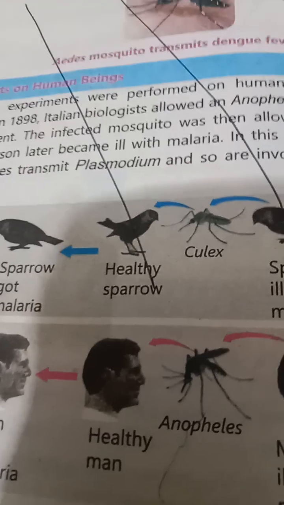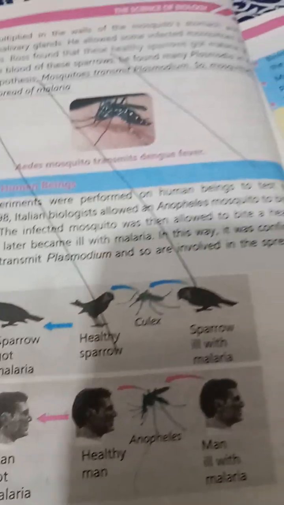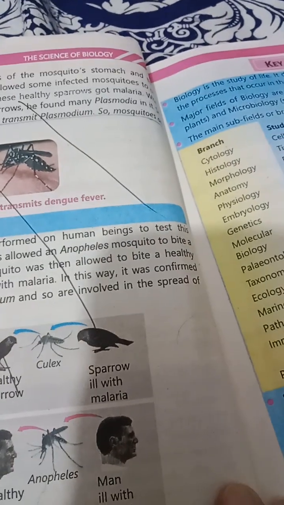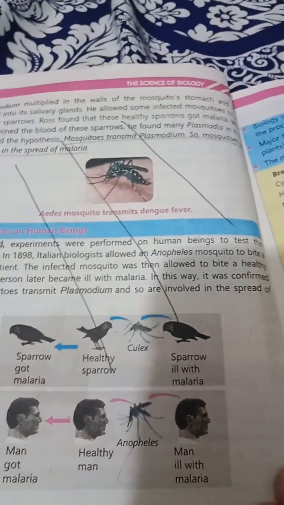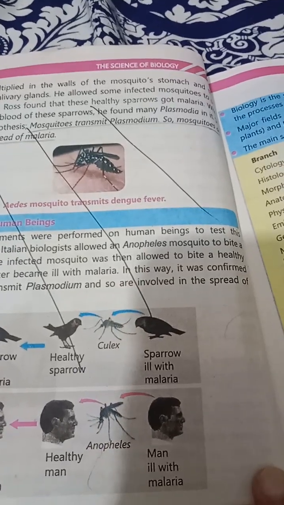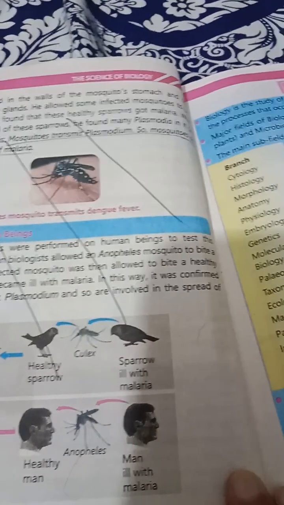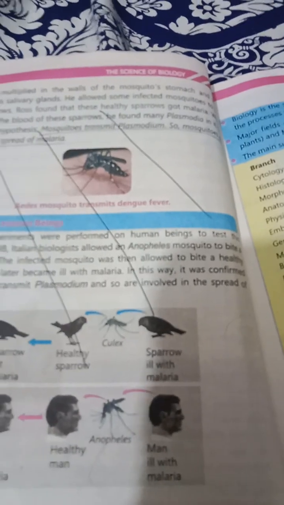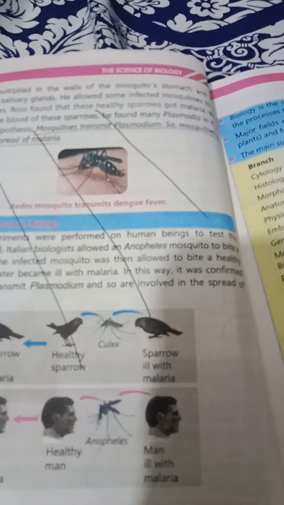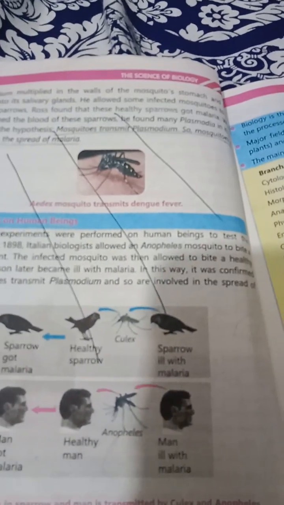In the end, experiments were performed on human beings to test this hypothesis. In 1898, Italian biologists allowed an Anopheles mosquito to bite a malaria patient. The infected mosquito was then allowed to bite a healthy man. This person later became ill with malaria. In this way, it was confirmed that mosquitoes transmit Plasmodium and so are involved in the spread of malaria.